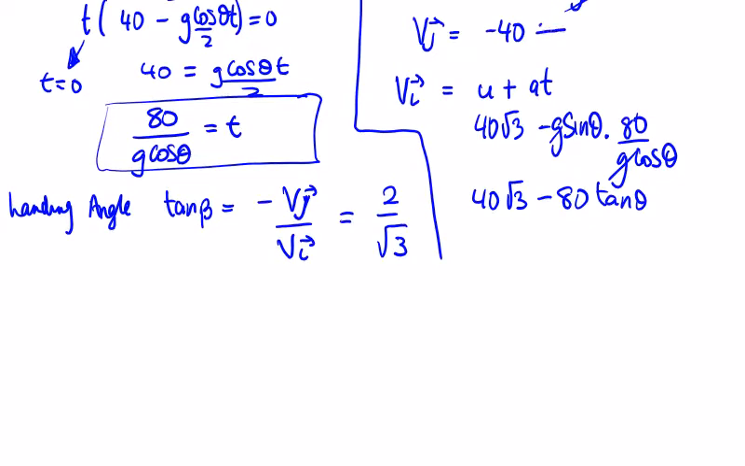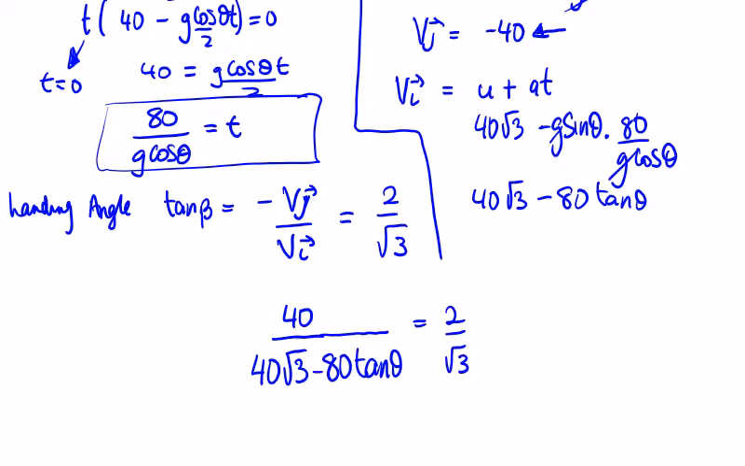We are going to get minus the velocity of this guy, so that's going to be 40 on top. We're going to have 40 root 3 minus 80 tan theta on the bottom. And that's going to also all be equal to 2 over root 3. So 40 by root 3, this one by this one, is equal to twice the bottom, which is 80 root 3 minus 160 tan theta. So we should be able to get the landing angle here.